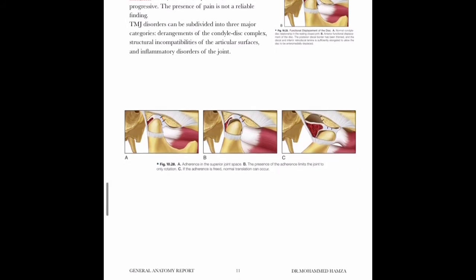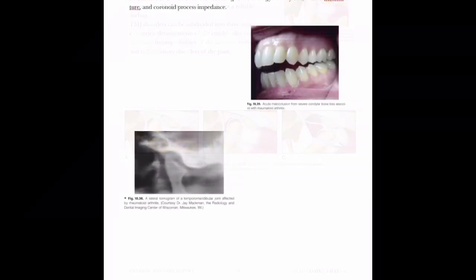TMJ disorders can be subdivided into three major categories, the first being derangement of the condyle-disc complex and the structure. Another classification of these disorders is chronic mandibular hypomobility, which is a long-term painless restriction of the mandible. Pain is elicited only when force is used to attempt opening beyond the limitation, and the condition can be classified according to etiology as ankylosis, muscle contracture, and coronoid process impedance.